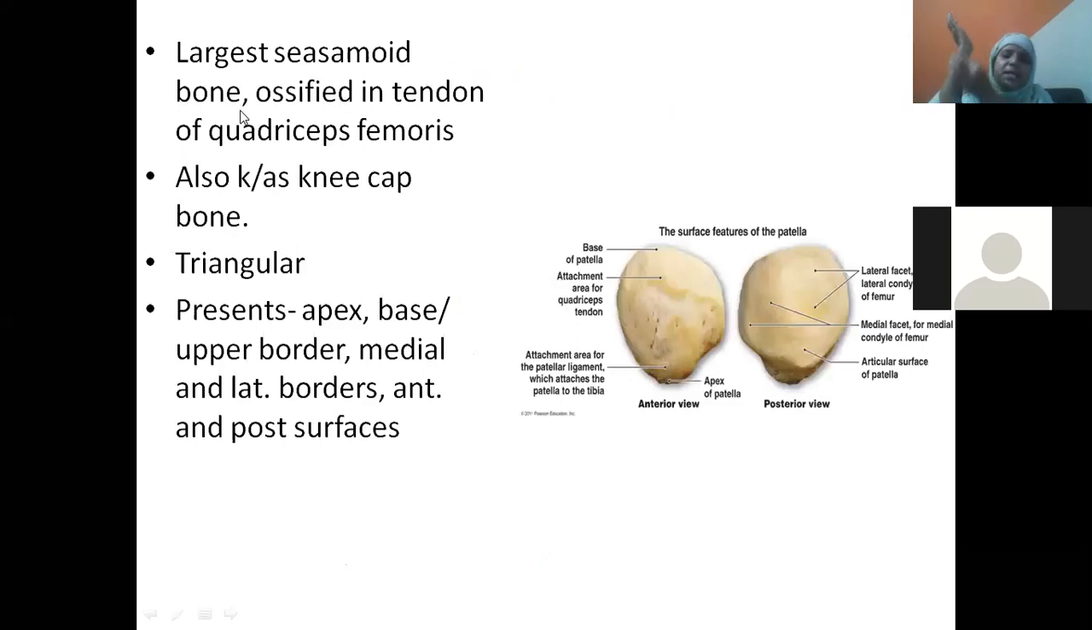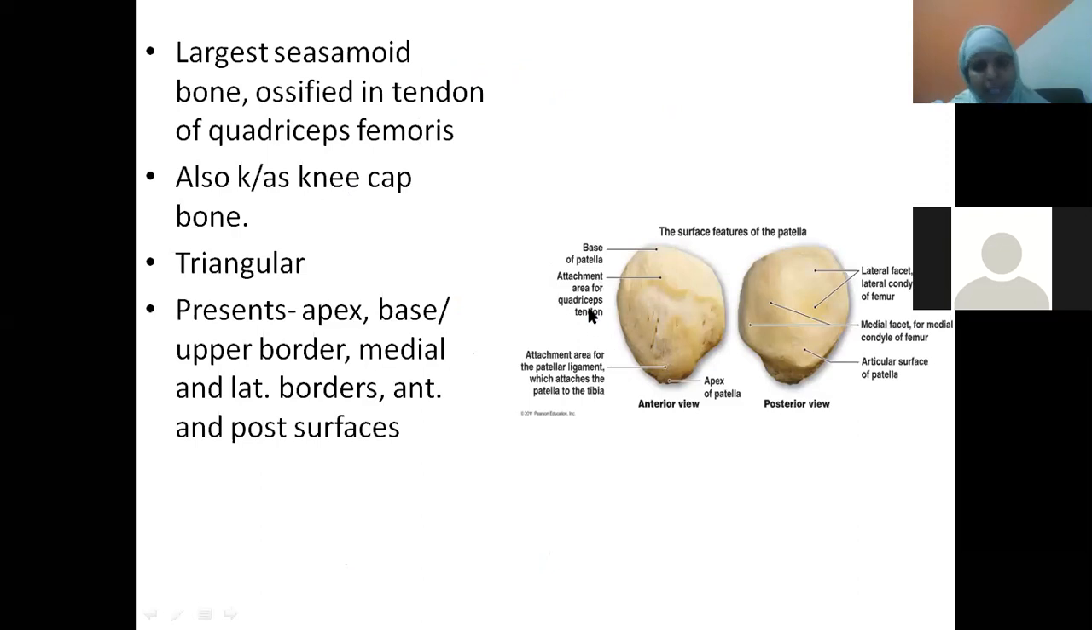Do you remember any other sesamoid bone we have studied in the upper limb? Pisiform. Yeah. In which muscle? Flexor carpi radialis. No, sorry, flexor carpi ulnaris, isn't it? Pisiform is developed there. So here, it is formed in the quadriceps femoris. It's also called as kneecap.